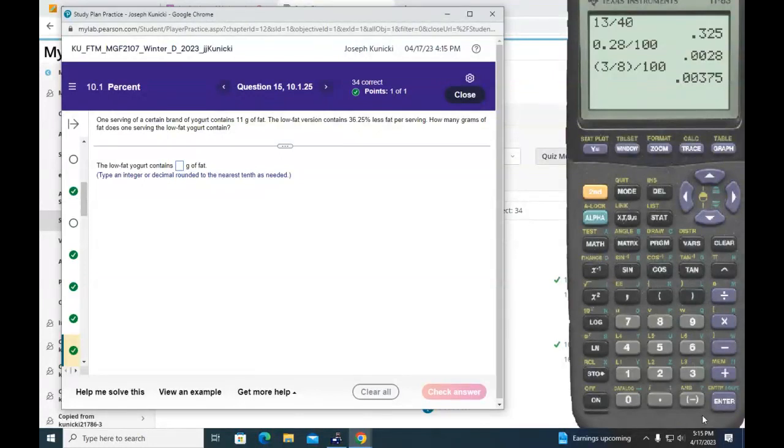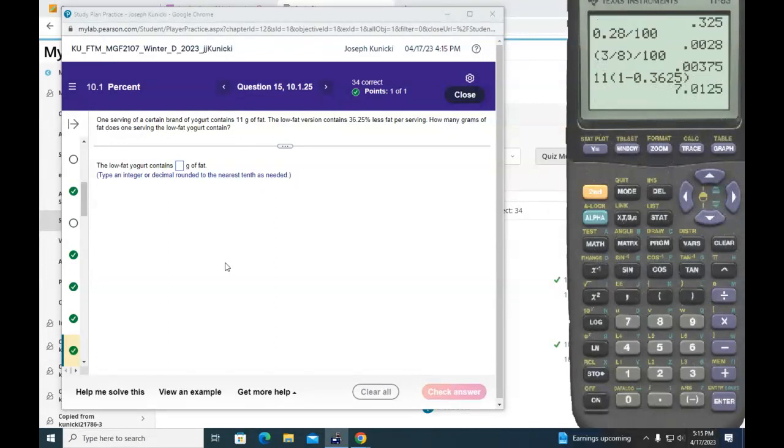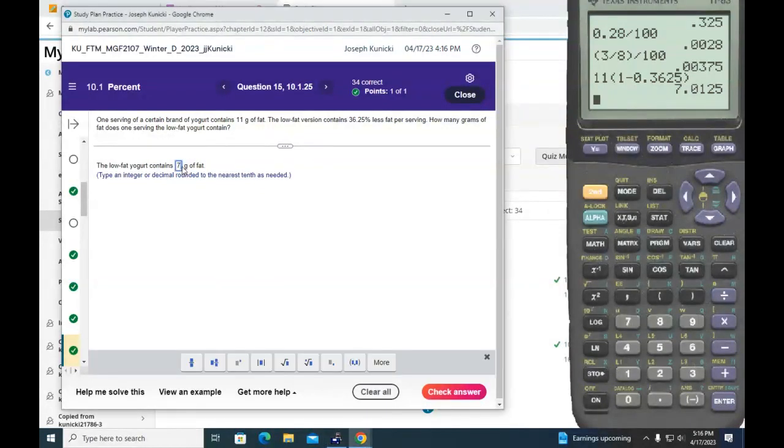But you could do it in 2 steps, or you can do it this way. You could just say 11 times 1 minus 0.3625. See, now in the parentheses I have 63.75%. It's less, so less means subtract. So I've subtracted the 36.25%. To the nearest tenth, it'll be 7.0.